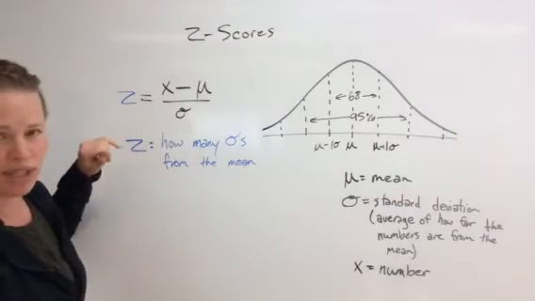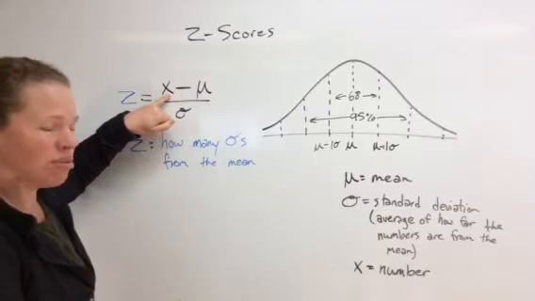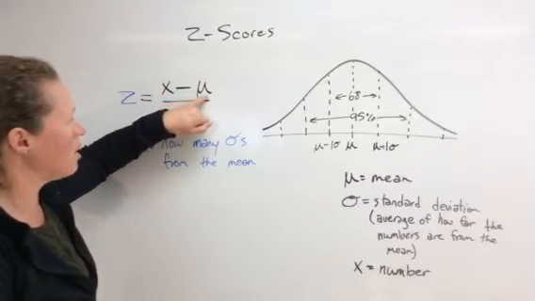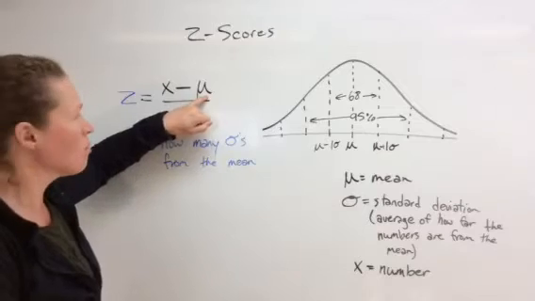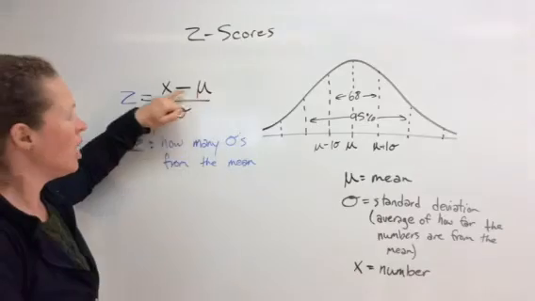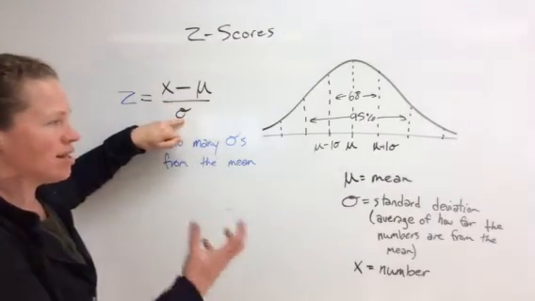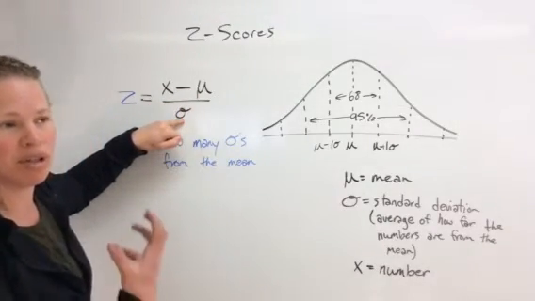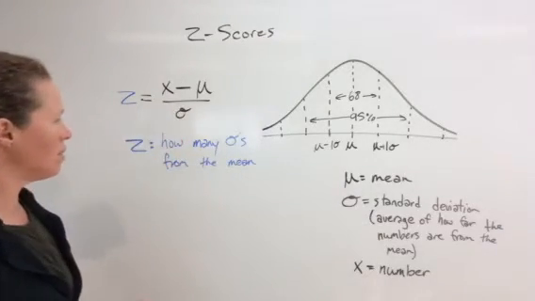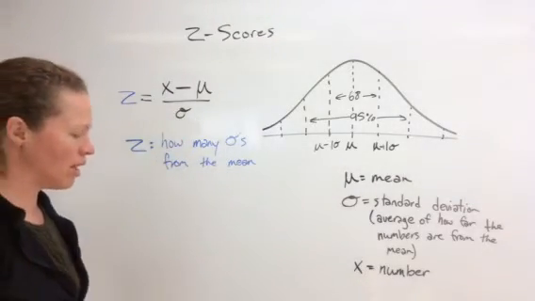Now the formula for a z-score is just the number that you're looking at, so your individual test score, for example, minus the average, the mean. That says how much you deviate from the mean. And then divide by the standard deviation, so how much most of you were away from the mean. And then that's going to give you where you fall on the graph.